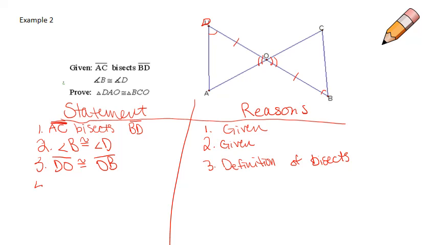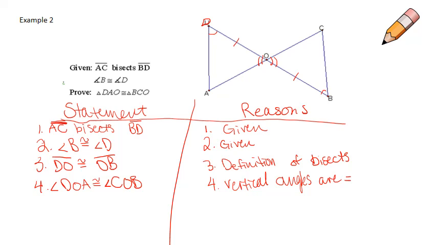by vertical angles, right? So we can say that angle DOA is congruent to angle COB. And we know that by vertical angles being congruent. I'm just going to write congruent signs so I don't have to write it all out.